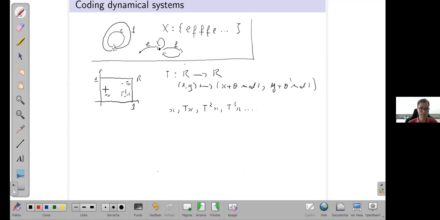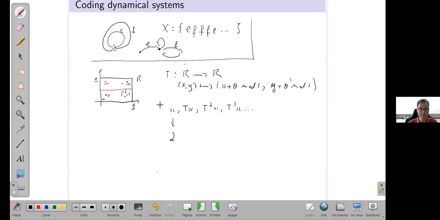But now, where does this coding come in? Let's say I divide my unit square into two rectangles. And let's label the top one 1 and the second one 2. Then I'm going to code this orbit by saying, well, point x is in rectangle 2. So I'm going to take this point x here. It's going to go to 2.